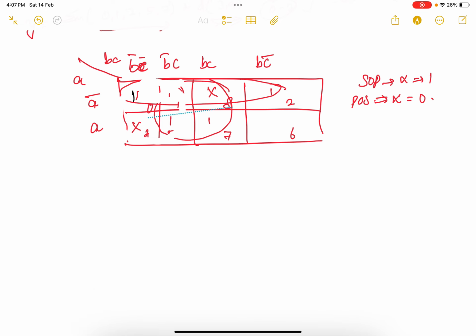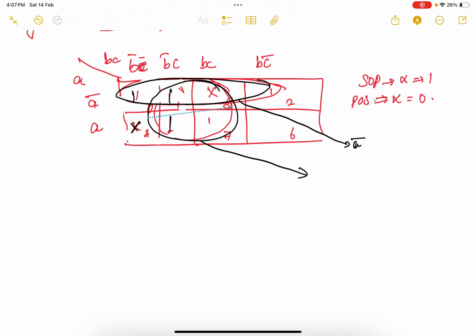So now if you have 1 here, 1 here, 1 here and X is X. First this will be one quad. For this quad the answer will be A dash, and this is another quad. For this quad the answer will be only C. Now if you see, this one is also combined, this one is also combined, there is no single one which is left behind. So the answer is, that's all.